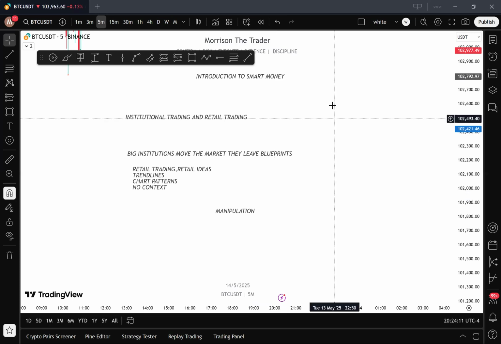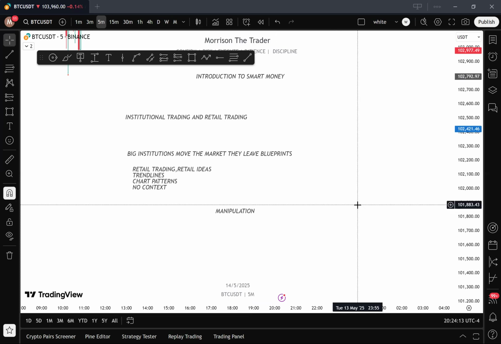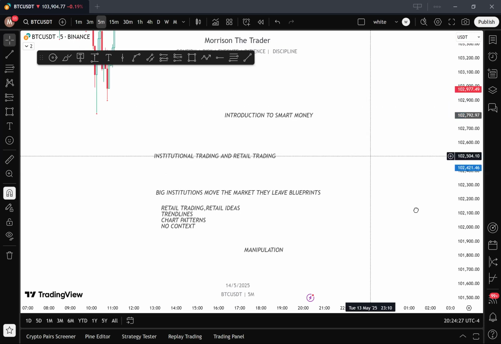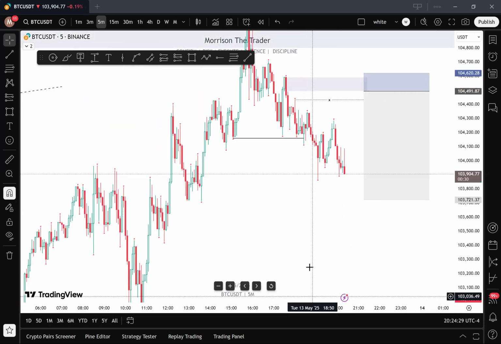Okay. So normally the manipulation happens at obvious places. Places that are way too obvious, where someone is going to buy or sell. That is where the manipulation happens. So I'll give you an example on the chart.